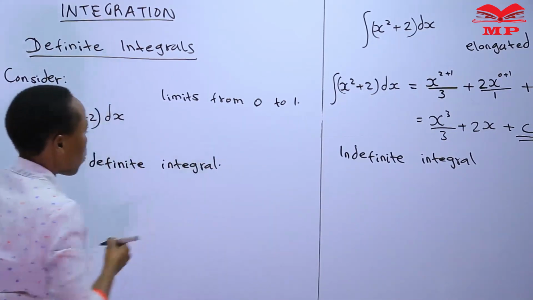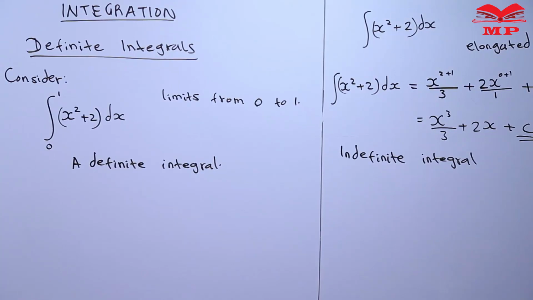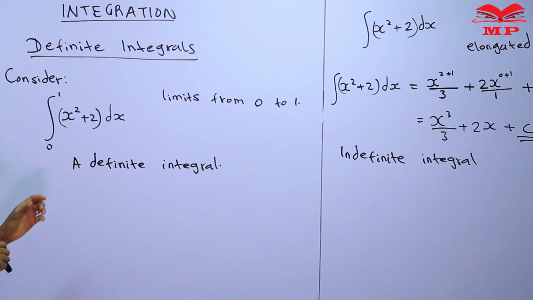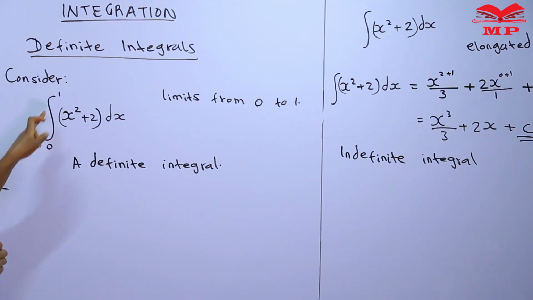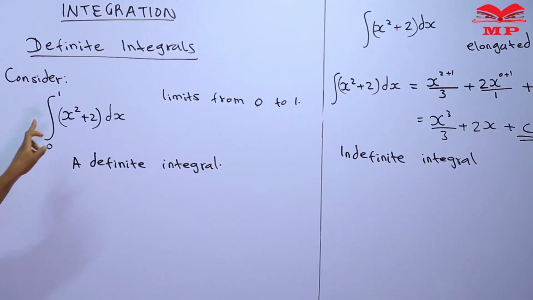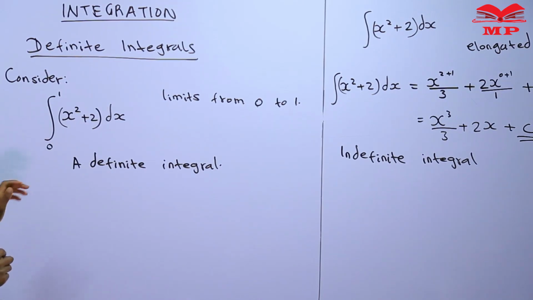Definite integral. We use it to determine the exact area under a curve. We can use the definite integral when we require the exact area under a curve. When we have been given the function and we require the exact area under the curve, we can use this because we have the limits 0 to 1.